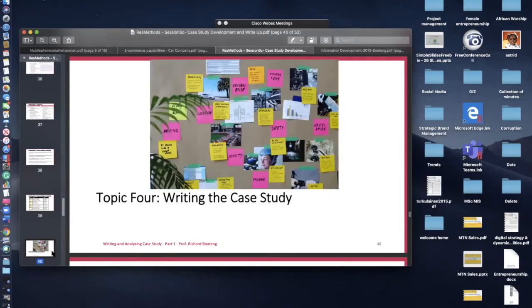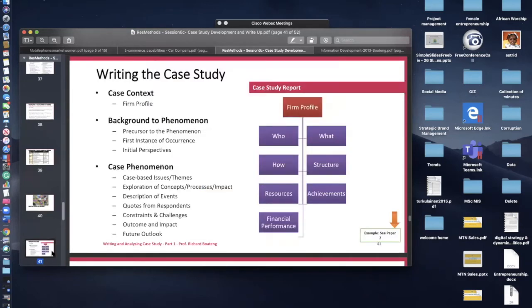So going on from there, let's talk about writing the case. Now, every good case study should have 3 key sections. It could be 4 too. The case study profile, or the background to the case, helps us to understand the institution you are dealing with in terms of the case study. That one can tell us the who, the what, the how, the structure, resources and achievement and financial performance of the case or the firm, depending on what matters.